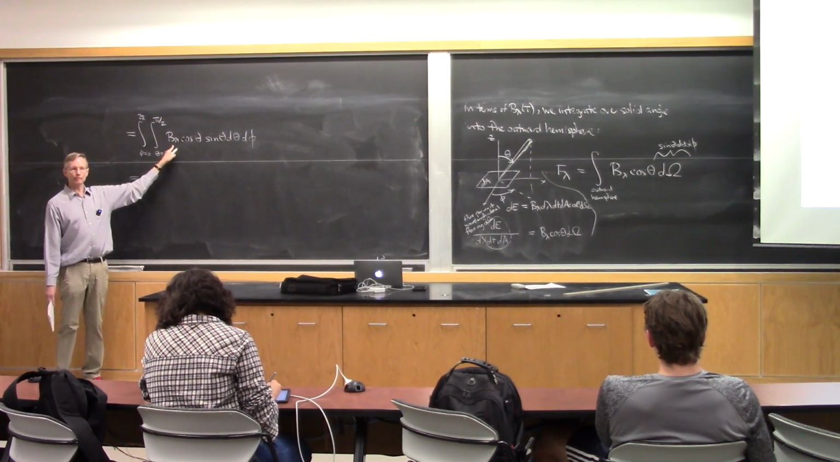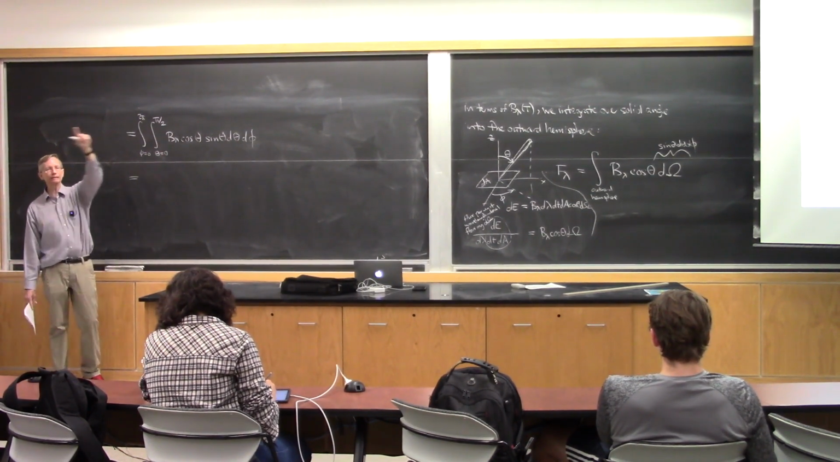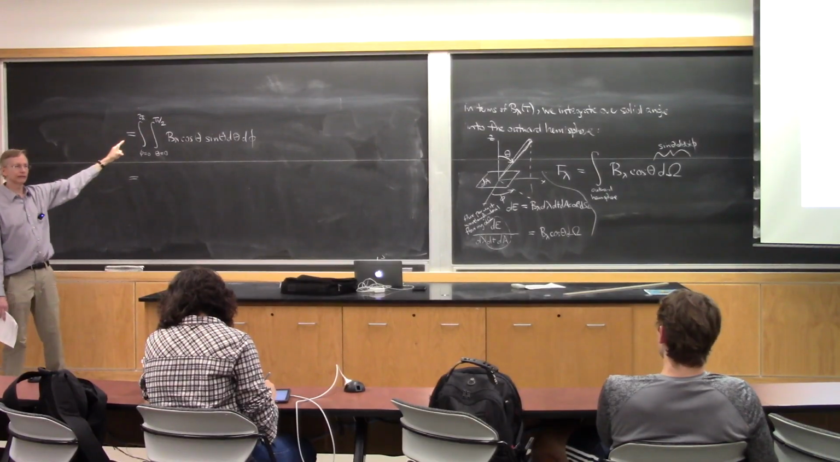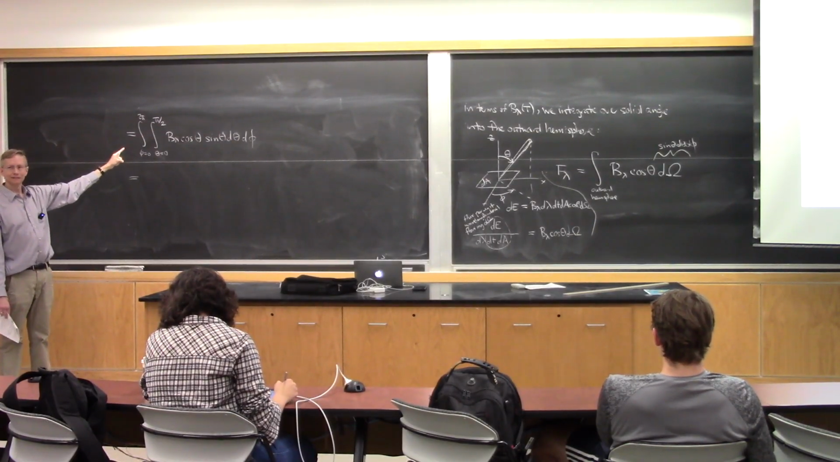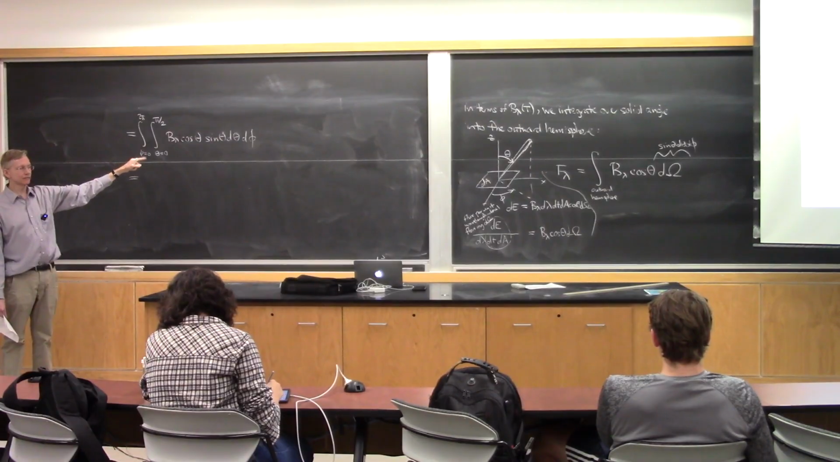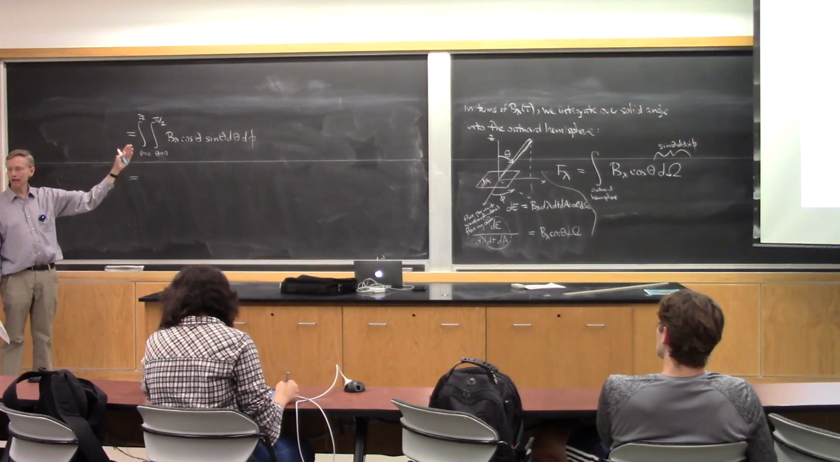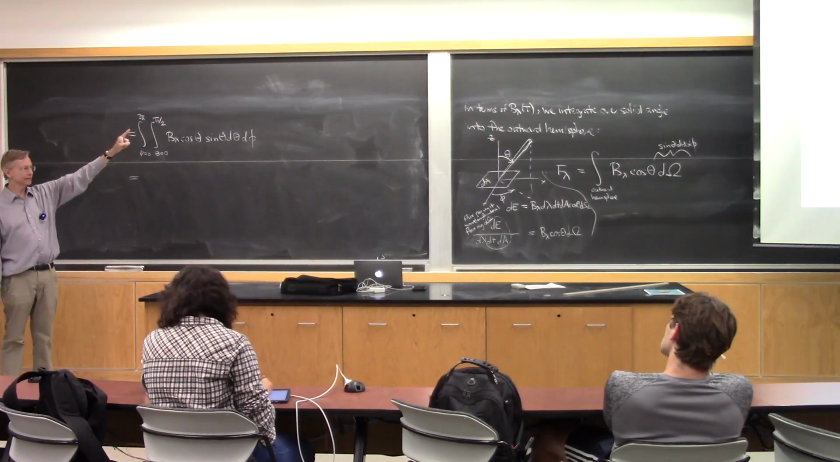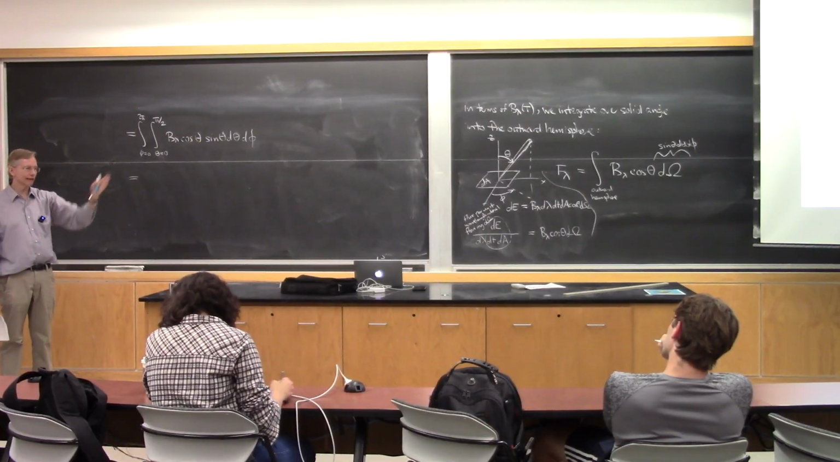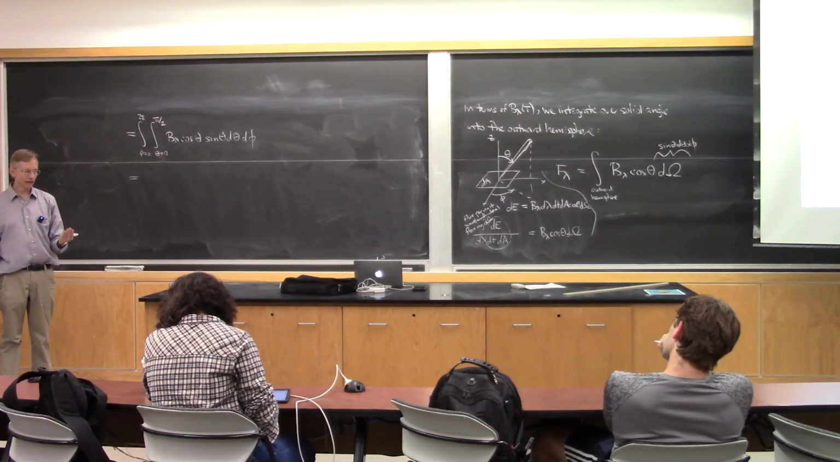Does B lambda depend on theta or phi? Does B lambda care what direction you're looking in? Not for thermal radiation. For non-thermal radiation, it might. Non-thermal radiation can be directional, can be brighter in some directions and not in others.